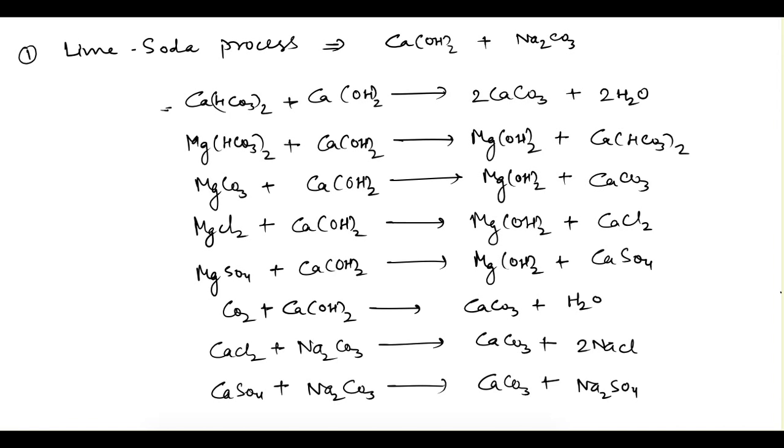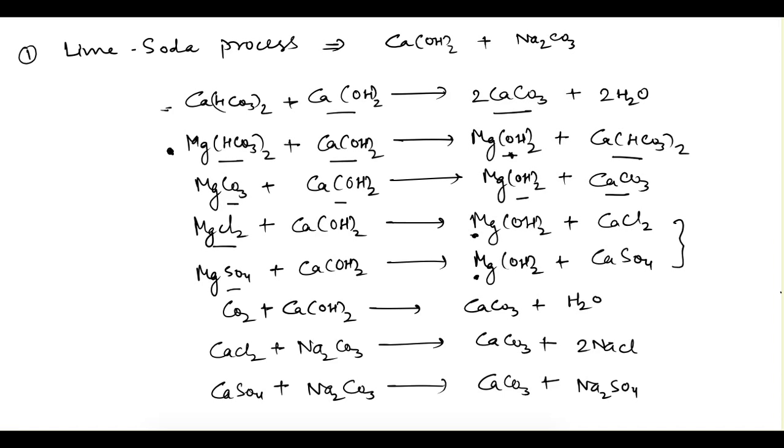Calcium bicarbonate reacts with lime and we get calcium carbonate, similar to the earlier reactions we saw. Here magnesium bicarbonate reacts with lime and we get magnesium hydroxide. Whatever magnesium we have will be converted into magnesium hydroxide, and that is precipitable. In this reaction we are getting calcium bicarbonate also. Similarly magnesium carbonate reacts and we get magnesium hydroxide and calcium carbonate, and magnesium chloride reacts and we get magnesium hydroxide again, and in case of magnesium sulfate also we get magnesium hydroxide.